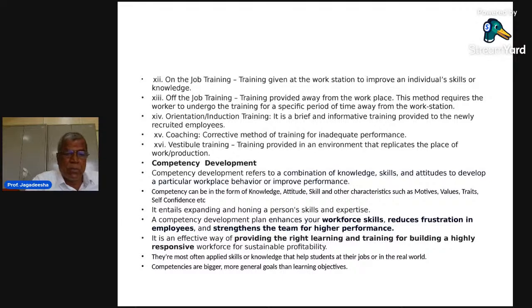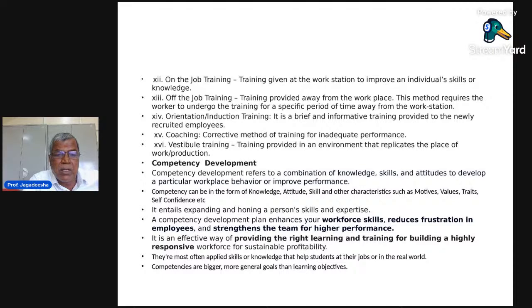Probably the next important topic of this particular paper is competency. What is competency? Competency is a combination of knowledge, skill and attitude, which are very important, especially to perform a job. In any particular job, the behavior of the person, the employee, is very important. If you find an employee with the combination of knowledge, skill and attitude, which are very important for improving the performance of a job, in which case it is called competency development.